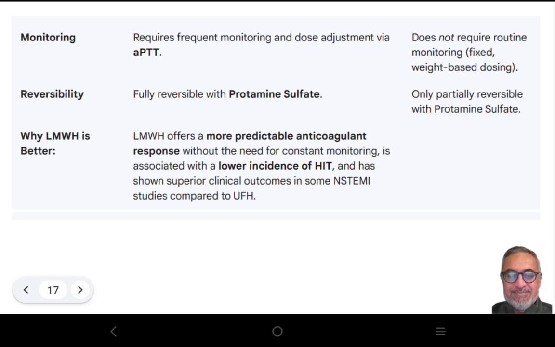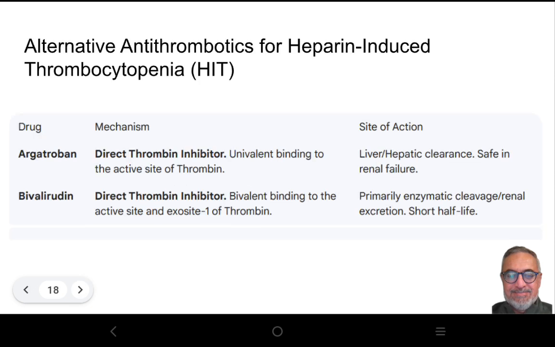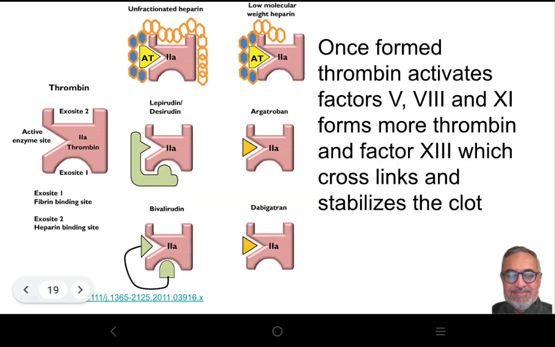There's a lower incidence of heparin-induced thrombocytopenia and has shown superior clinical outcomes in NSTEMI studies compared to unfractionated heparin. Alternative antithrombotics for patients with heparin-induced thrombocytopenia include argatroban and bivalirudin. Argatroban is a direct thrombin inhibitor. It is cleared in the liver. Therefore, it's safe in patients with renal failure. Bivalirudin is a direct thrombin inhibitor binding to the active site and exosite of thrombin. It's primarily enzymatically cleared in the renal and has a short half-life.